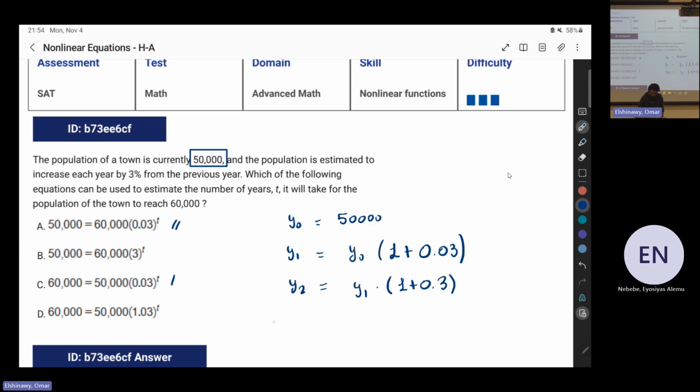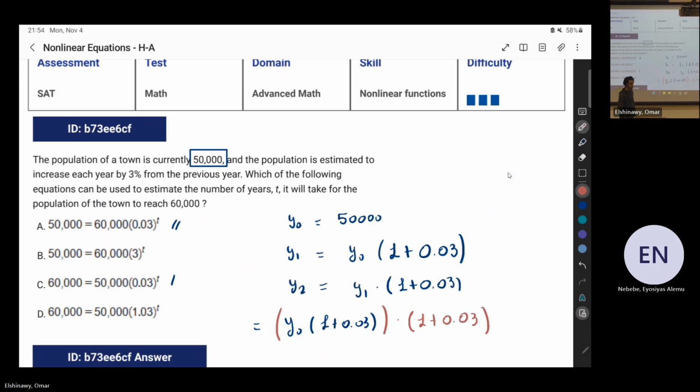In that case, if I just plug in y1, I get y0 times 1 plus 0.03. So this is my original amount, and then this amount has increased by 1 plus 0.03. And then if I want to do it for the third year, I'll get this thing 3 times. If I want to do it for the fourth year, I'll multiply 4 times.